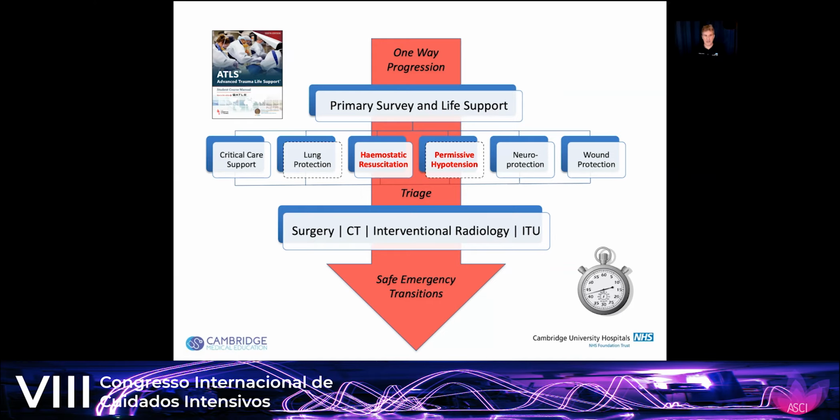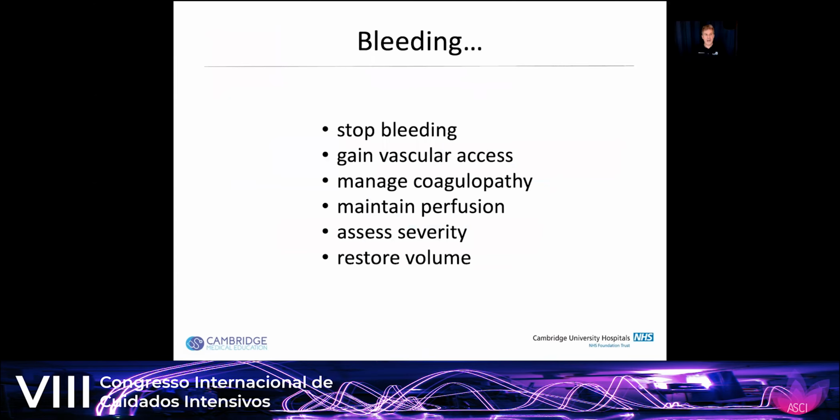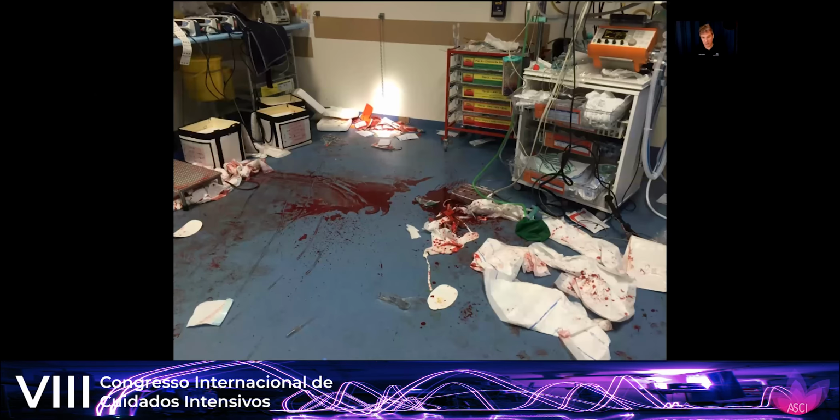Now, many people, when they talk about damage control, are mostly talking about bleeding. And there are two damage control philosophical approaches or strategies related to bleeding that are very important. One is this idea of hemostatic resuscitation, and the other is this idea of permissive hypotensive strategy. I deliberately separate the two here because they're, in many respects, quite different. We know we need to stop the bleeding, we need to gain access to the circulation, we need to think about and manage coagulopathy, maintain perfusion, and if necessary, think about restoring volume. We know all of those things.